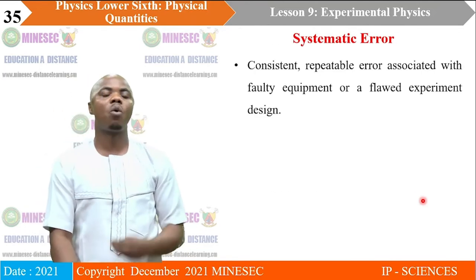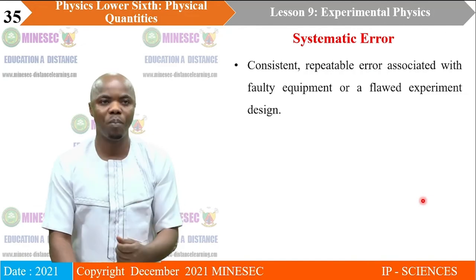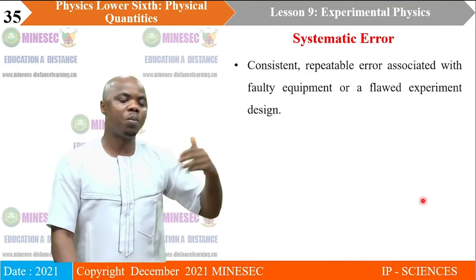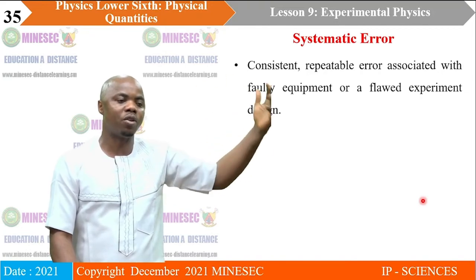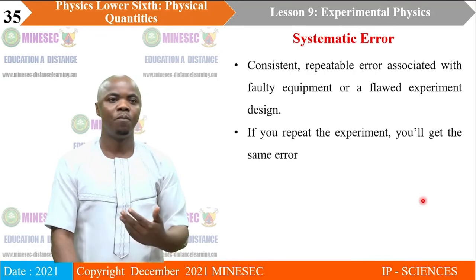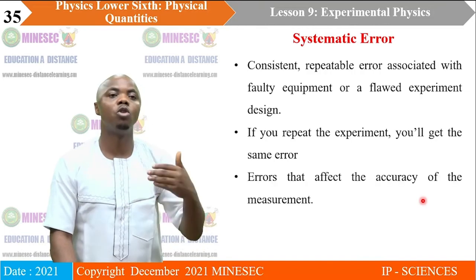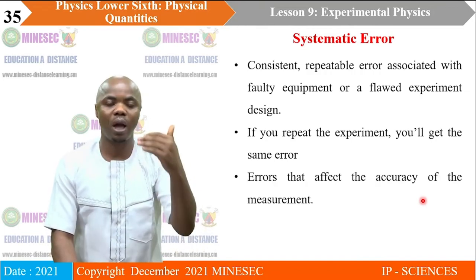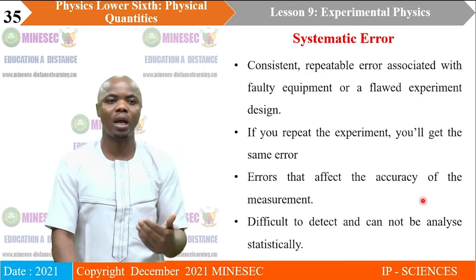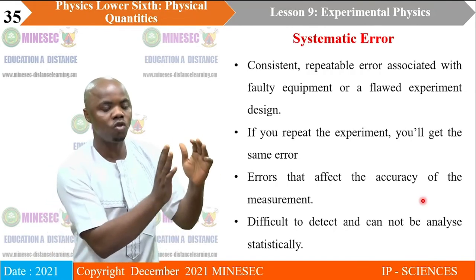Systematic errors are consistent. They are repeatable errors associated with faulty equipment or a flawed experimental design. While random error depends on the environment and statistical fluctuation, systematic error depends on faulty equipment. So if you repeat the experiment, you will get the same error because the equipment is faulty. It affects the accuracy of the instrument. And it's difficult to detect and cannot be analyzed statistically because it comes from an instrument error.